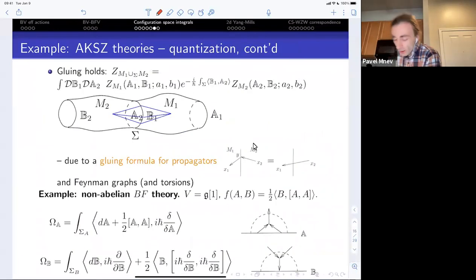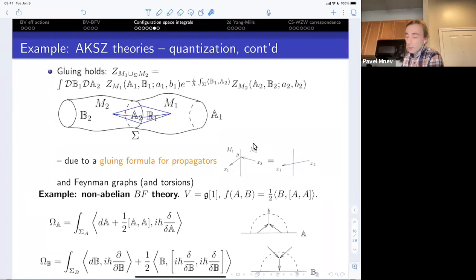Another property that holds in this construction is gluing. Namely, if I have a manifold M1 whose B boundary coincides with the A boundary of a manifold M2, then I can glue them together. And the partition function for the glued manifold can be recovered from the partition functions for the two pieces by integrating out these two interface fields with this Fourier kernel.